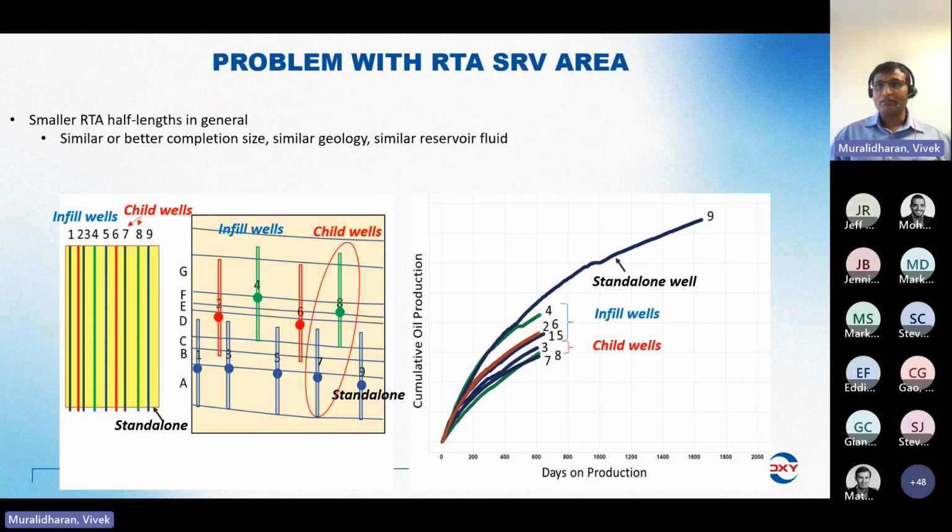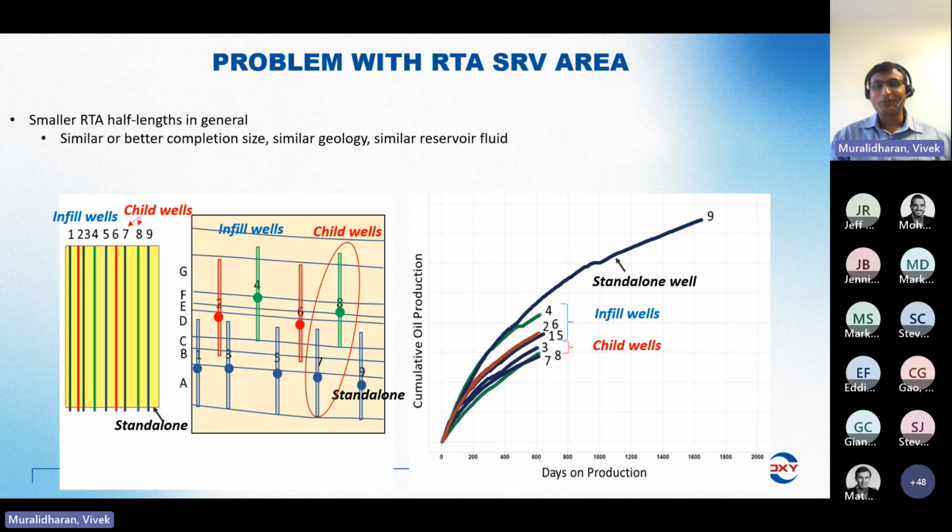The standalone well is still the best well. Your infill averages are lower than the standalone, and your child wells are at the bottom. So it shows you that there's interference. The well spacing matters, and your child wells are seeing the depletion. But with this RTA scenario, you won't be capturing any of those. So why is the RTA not showing you the right half-length that you should be planning your field development on? We'll find a solution for that.